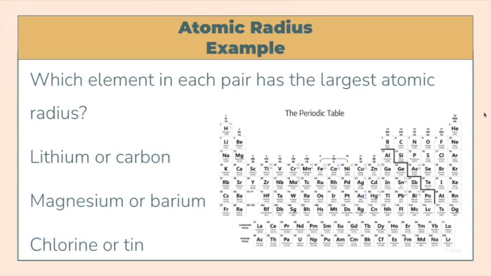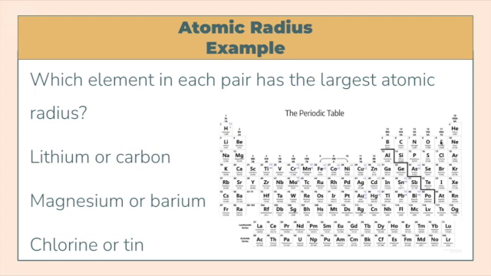So let's go through some examples together, and then I'll have you try some on your own. For each of these pairs of elements, we want to know which one has the largest atomic radius? So we're first off starting with lithium and carbon. I always start by finding them on the periodic table. We have lithium here and we have carbon over here. They're in the same period.